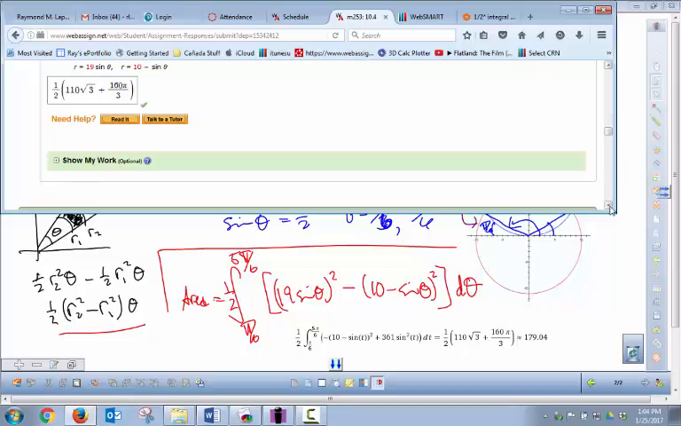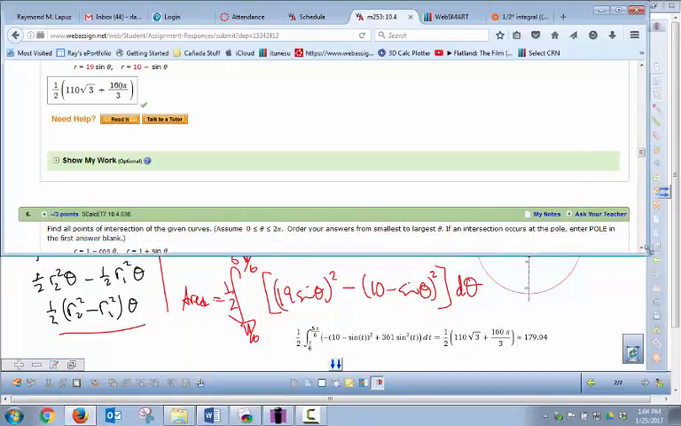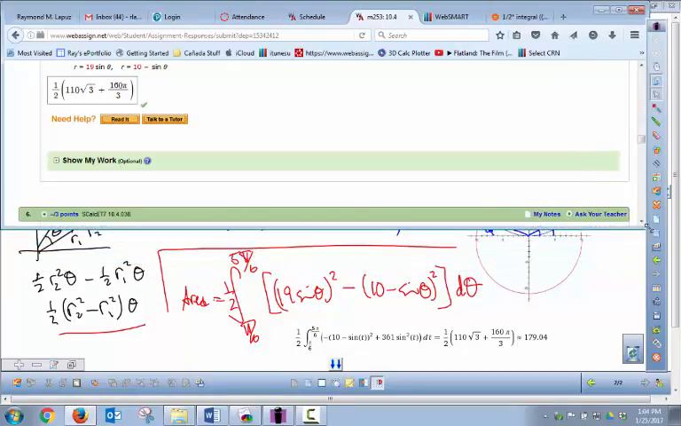All right. But on a test, you would take 179.04, right? Yes. Okay. So maybe it might be good practice to use Wolfram Alpha as a tool if you don't have a good integrating program, calculator program that would give you the symbolic result.